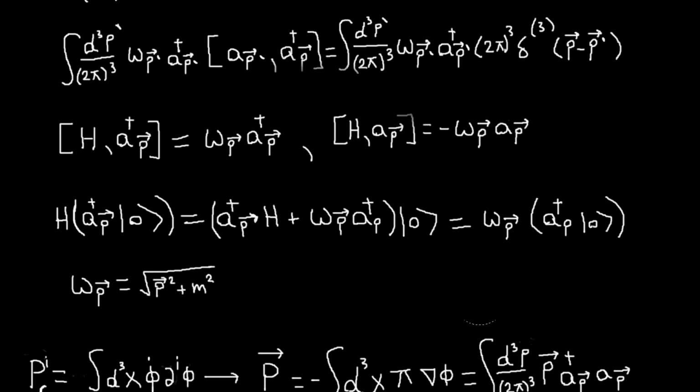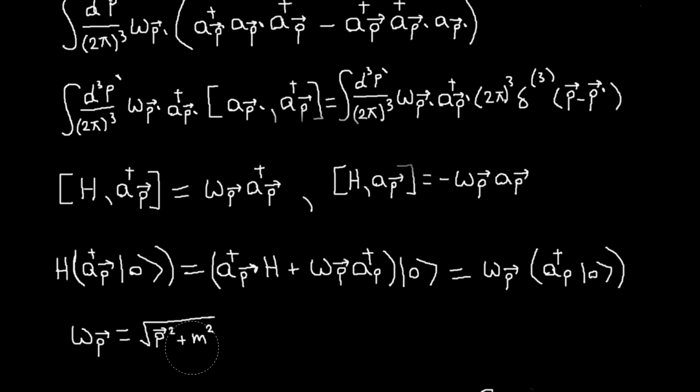And if we remember, our omega P was just the square root of P squared plus M squared. It's the energy of a relativistic particle with momentum P and mass M. So based on that fact, we're going to interpret the state as a one particle state. And again, it has energy of this and momentum P.